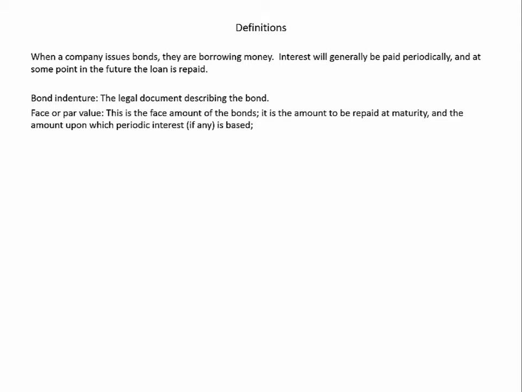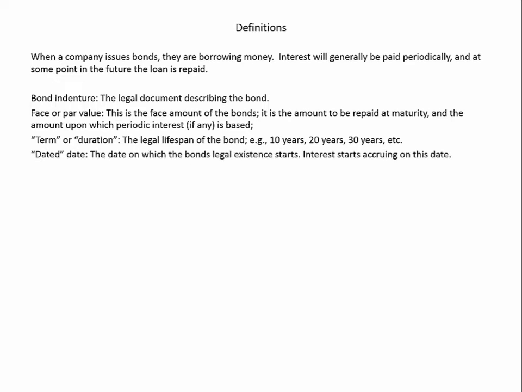The bonds might have a face value of $1 million, and we sell them for $1.2 million, so in effect we're borrowing $1.2 million. The term or duration. Bonds eventually mature and have to be paid off. This is the legal lifespan of the bond. You borrow money for 10 years, or 20 years, or 30 years, or so on. The dated date. I wish there was a better term, but there's not. This is the date on which the bond's legal existence begins. Again, the bond is a legal instrument described in the bond indenture. It has a specific date on which interest starts accruing.